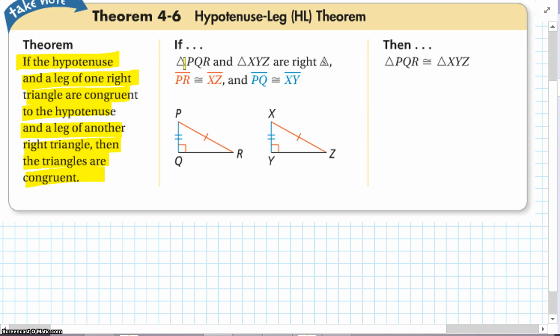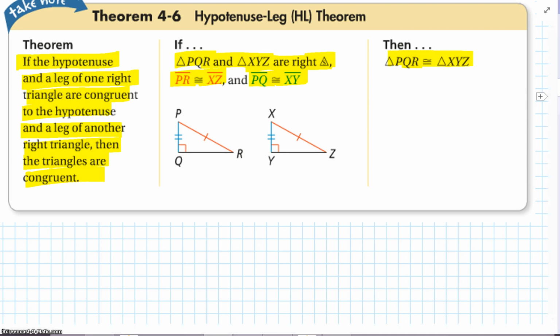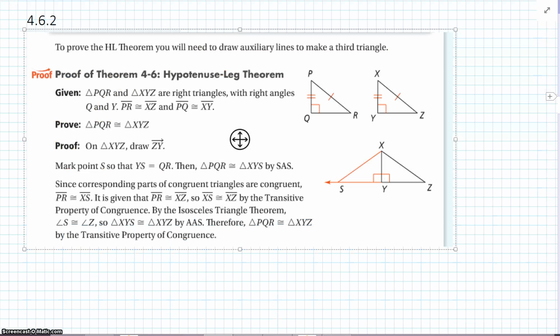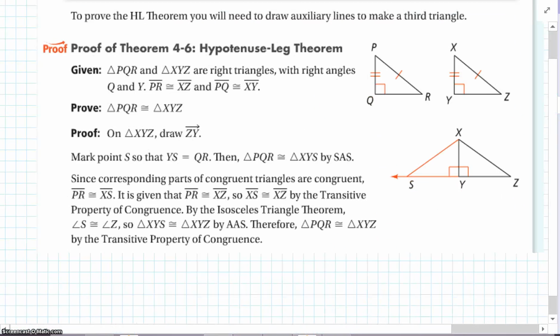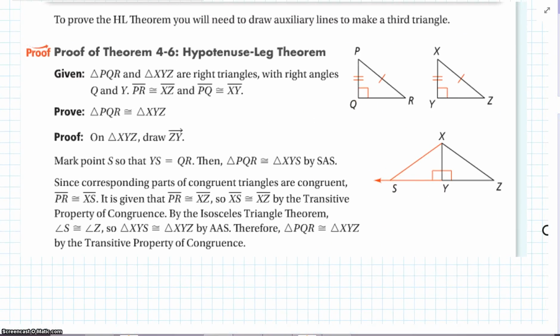That's what it's saying. So, if triangle PQR and triangle XYZ are right triangles, and the hypotenuse PR is congruent to XZ and a side PQ is congruent to XY, then the triangles are congruent. So to prove this, we're just going to walk through these steps real quick. We need to draw an auxiliary line.